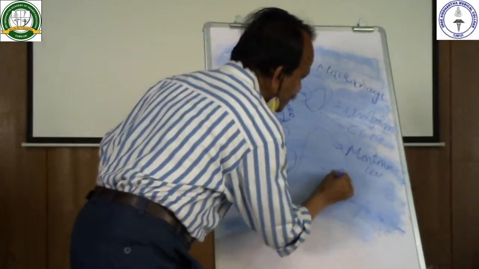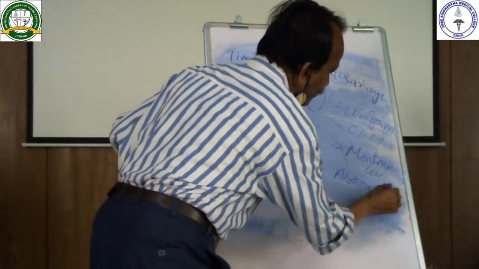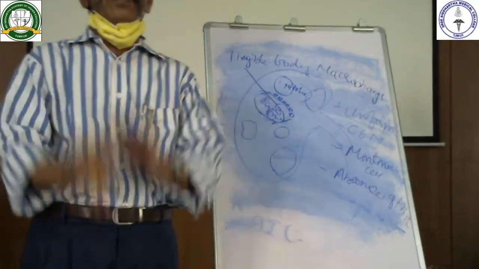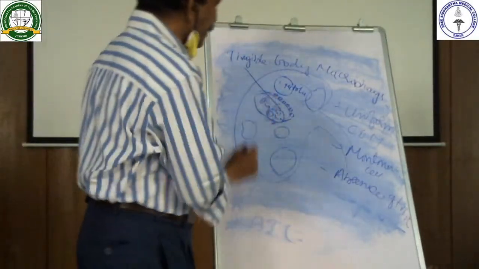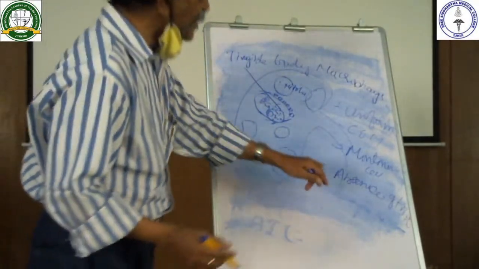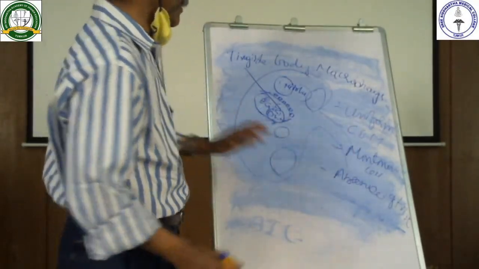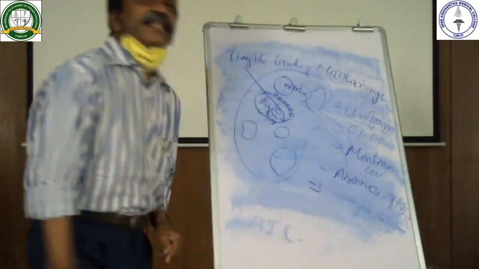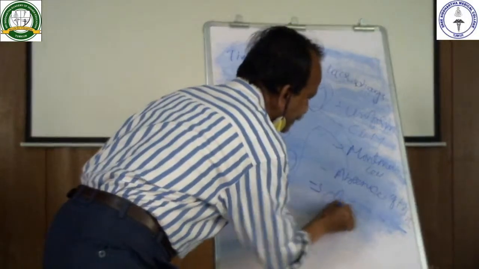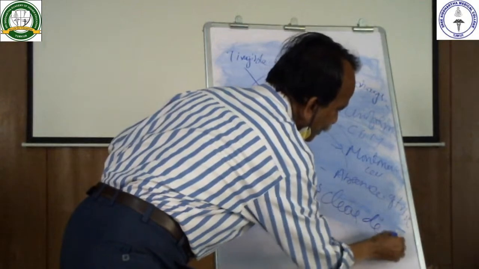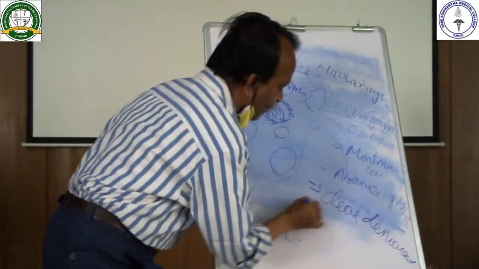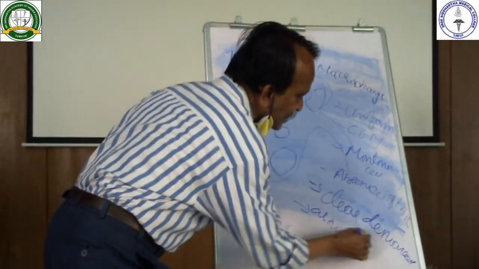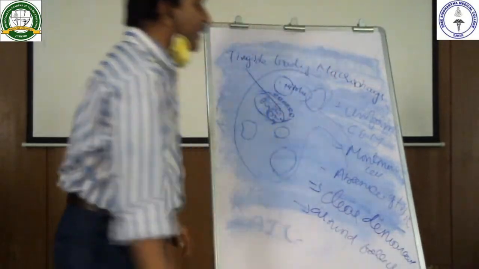And there is absence of tingible body macrophages. Then the next difference is that surrounding the individual follicles, there is a clear demarcation. A clear demarcation is seen around the follicles, which is seen in follicular lymphoma.